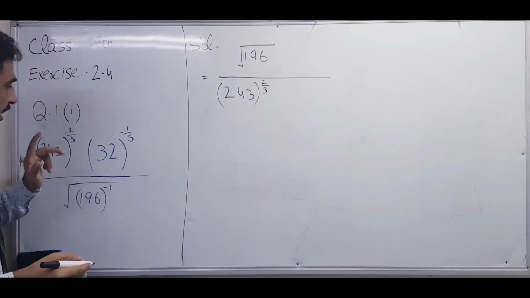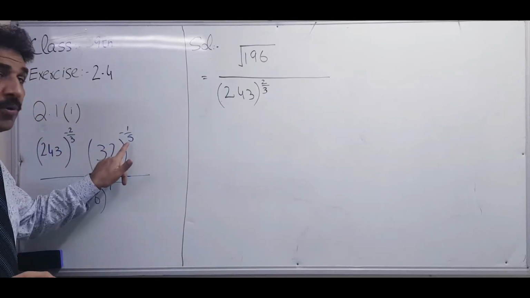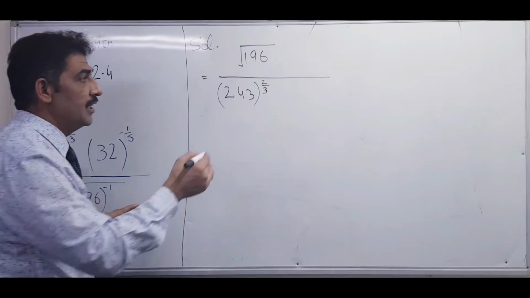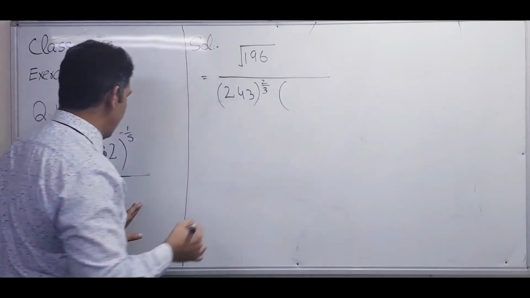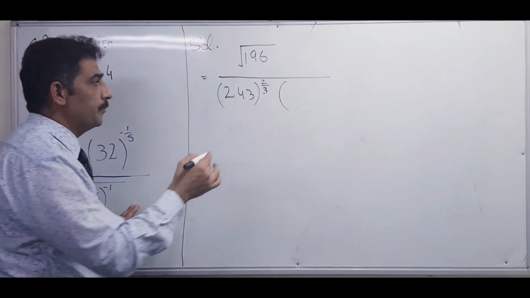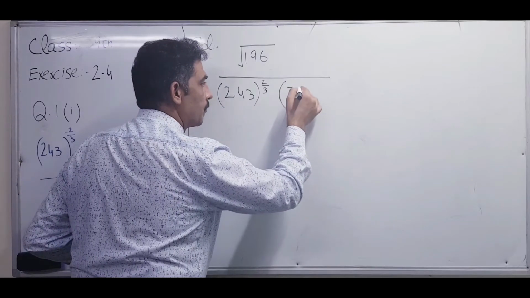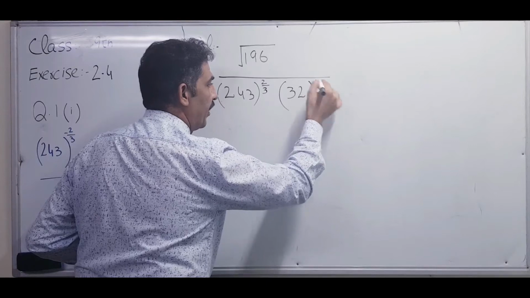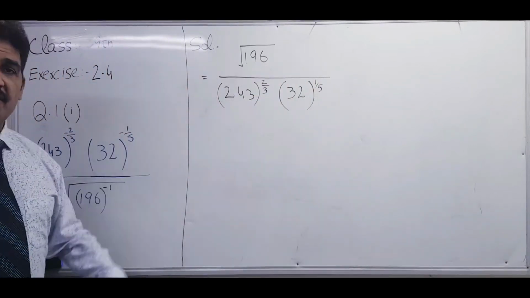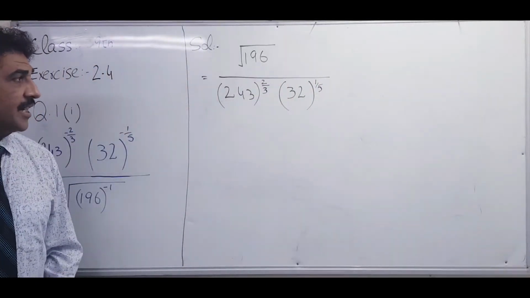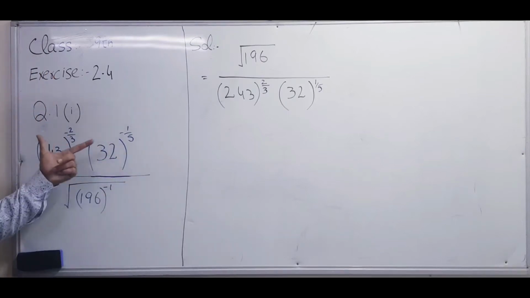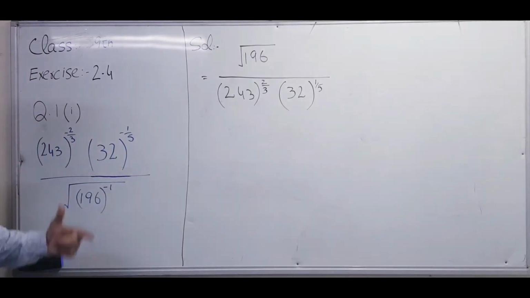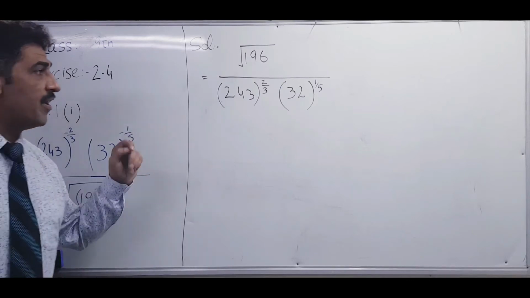The sign of multiplication stays the same. 32 also has exponent -1/5. When it goes in the denominator, 32 has exponent 1/5. That is the first step. What do we do in the first step? We just change the sign of the exponent, minus to positive. Now we want to simplify.